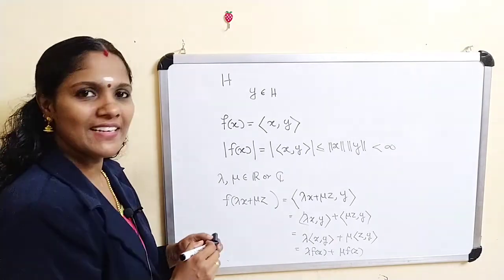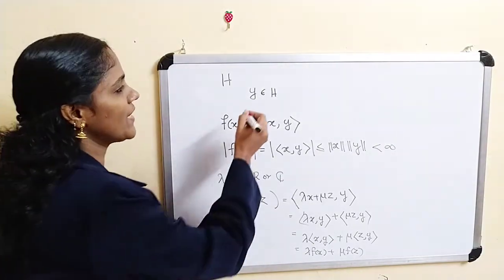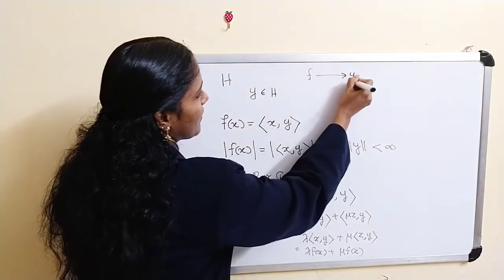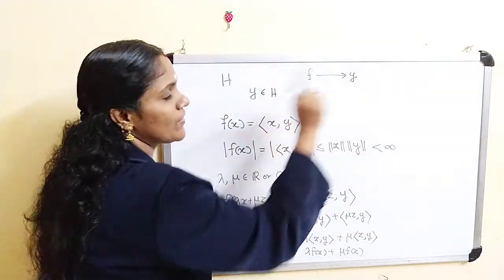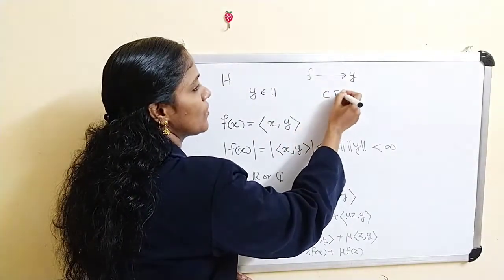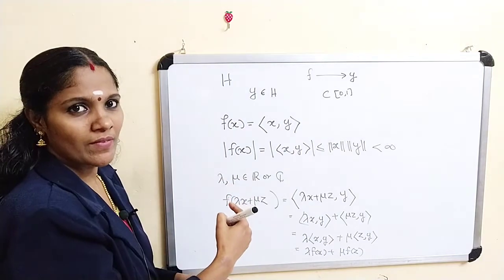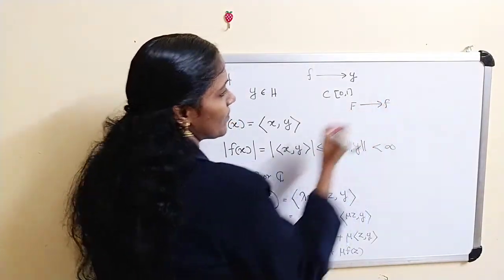Therefore this f is a linear functional on H. So here we can identify our f with y because y is fixed here. We can identify f with y. In the earlier case, in the case of C[0,1] also, we can identify our linear functional capital F with small f.